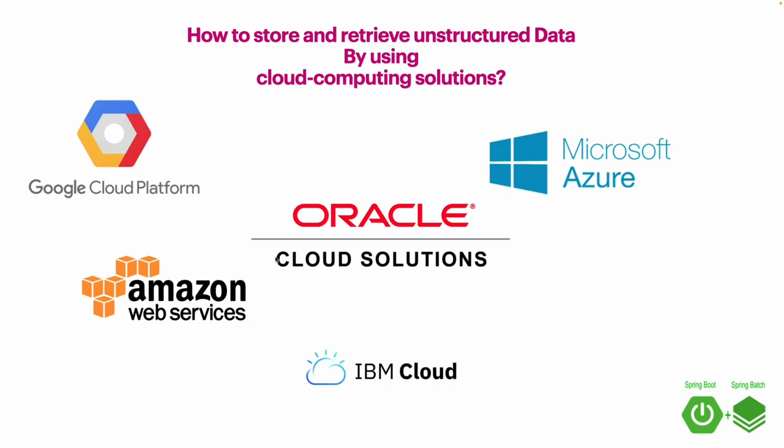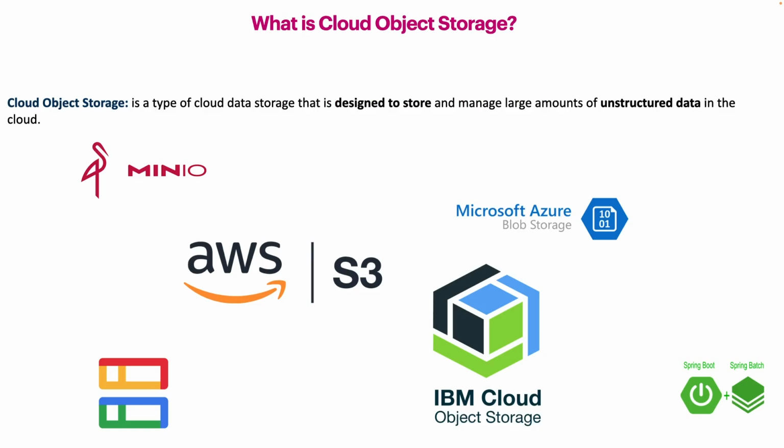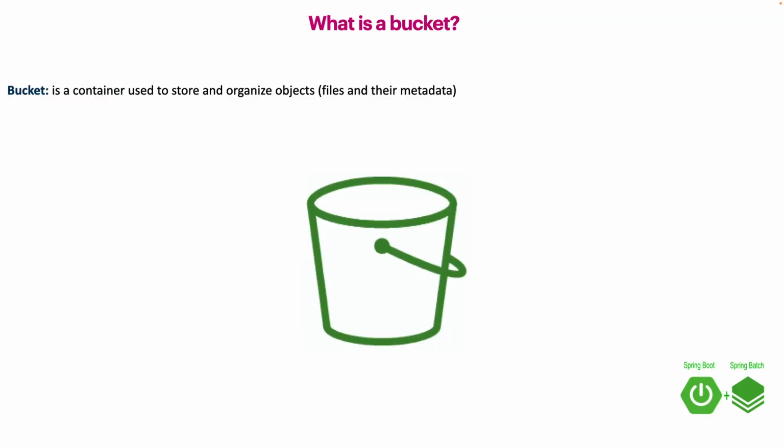So now, the first thing that we have to understand is the concept called object storage. Most people call it cloud object storage, but we can call it object storage or cloud object storage, it doesn't matter. So what is it? Cloud object storage is a type of cloud data storage that is designed to store and manage a large amount of unstructured data. When you think about object storage, you have to understand the first concept, which is the bucket. The bucket is just a container that we use to store and organize our objects.